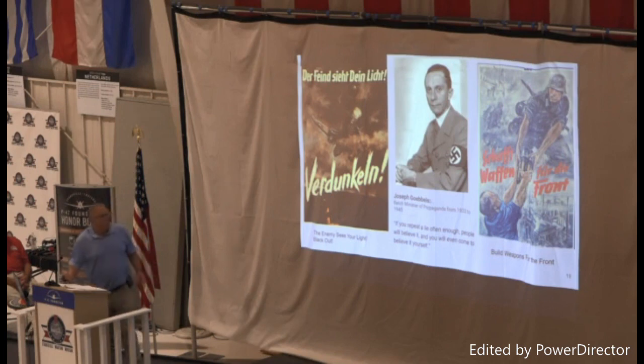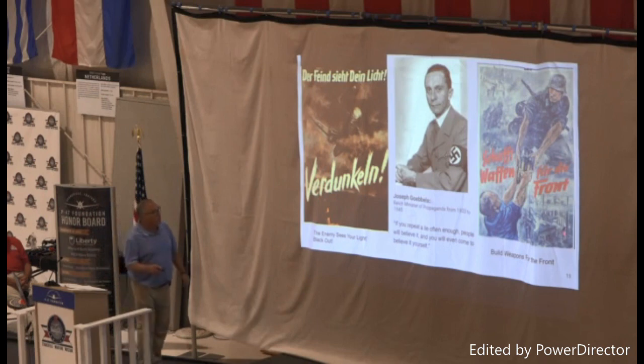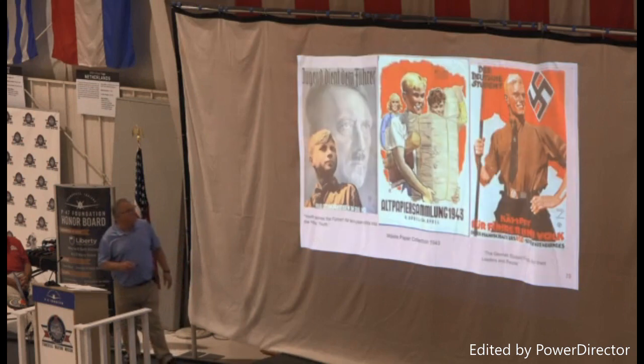German propaganda focused on, again, the same things as others: industry, youth, making sure we got enough food and war products, and joining the military and being patriotic. And they used posters and movies and newspapers and books and all the things the other nations were using. Early on, well, here's some examples. The enemy sees your light. So blackouts, a common thing, we used that propaganda in our country. Build weapons for the front, again, industry, a common thing.